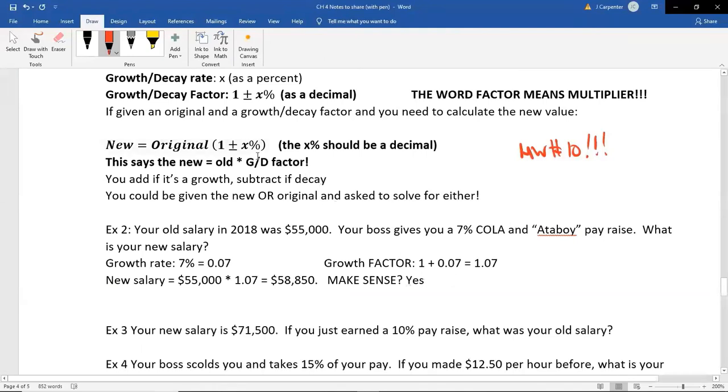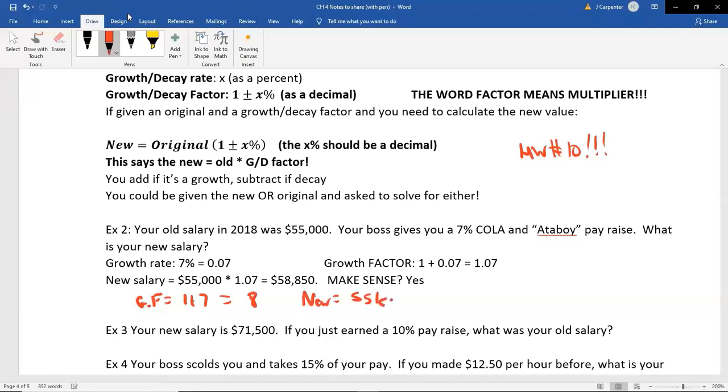How would this have not made sense? I'm going to do this wrong really quickly. Let's say we said the growth factor, GF, was 1 plus 7, because I took the 1 and then added the X percent, which was 7. 1 plus 7 is 8. So this is the growth factor, and that says the new is 55,000 times 8, which is going to be a really big number. It would be $440,000. Does that make sense? No. If you got a 7% raise, you're not going from making 55 grand to $500,000. Not in your wildest dreams. So that's showing us that the growth factor was probably wrong. It's saying that this was wrong.